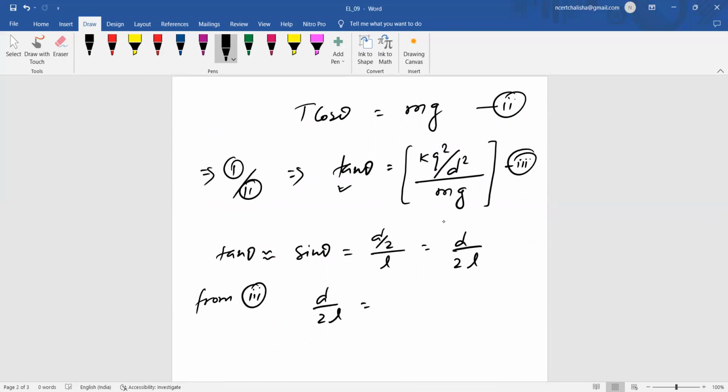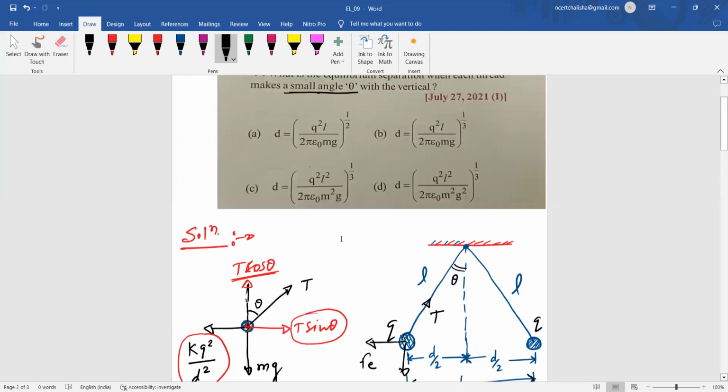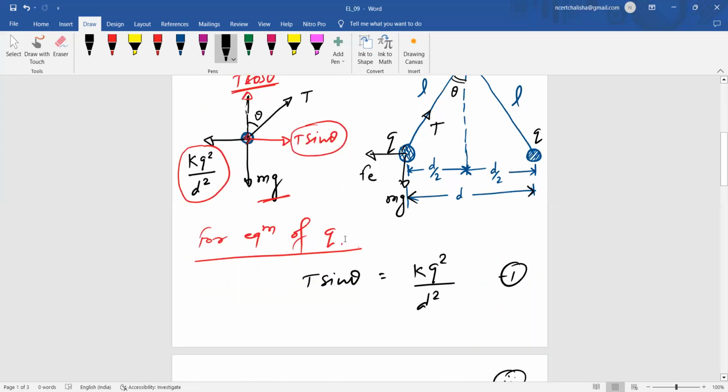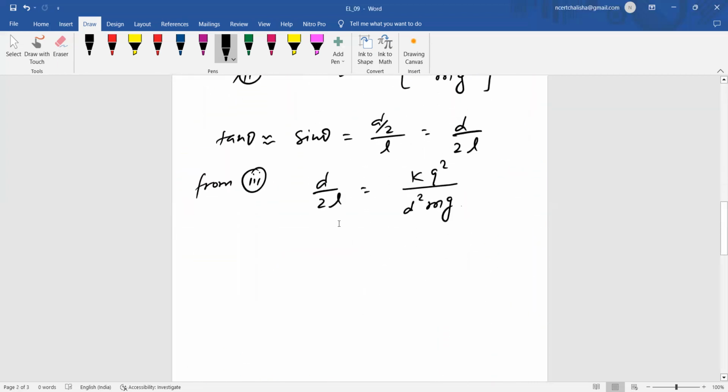This will be equal to kq square by d square, then it is mg. Actually we are looking for finding the value of d, that d value for which the charge will be in equilibrium position. So d square will come to the left hand side, so it will be d cubed, and the remaining term will be kq square, then twice of L divided by mg.